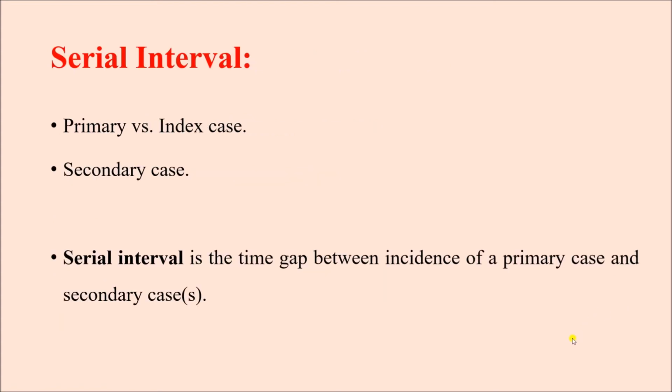Serial interval. To understand serial interval, we must have a clear concept about primary case, secondary case and index case, especially the primary and secondary case. If in a given community we have the first person to get a particular infection and disease, then that is considered the primary case, and following exposure to the primary case, if there are other people who develop the disease, then they are considered secondary cases. The time gap between the incidence of a primary case and the secondary case or cases is considered the serial interval.